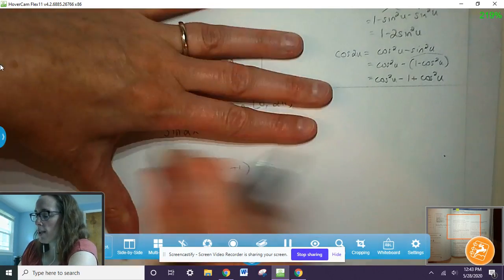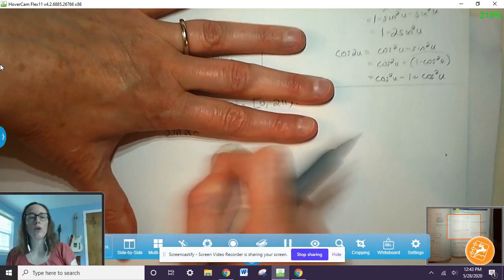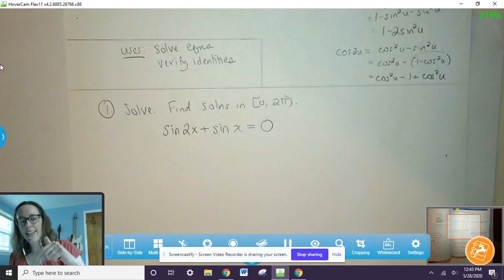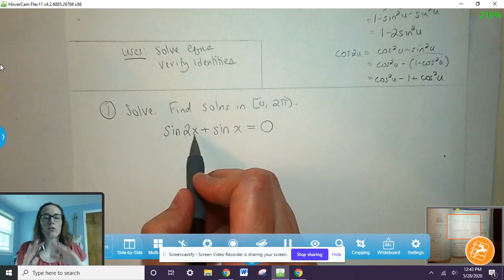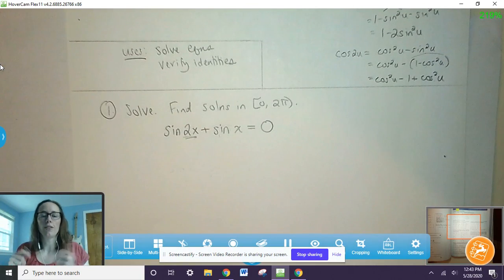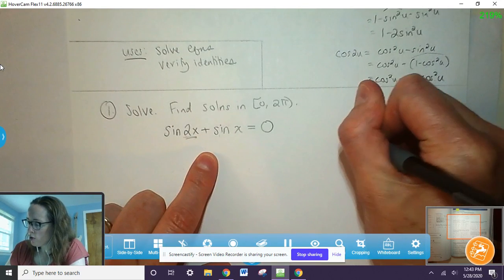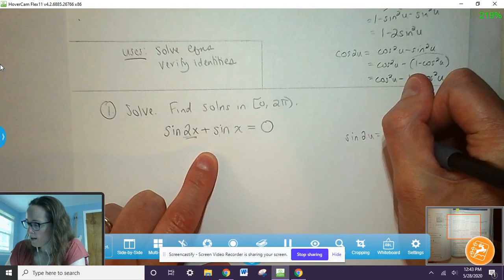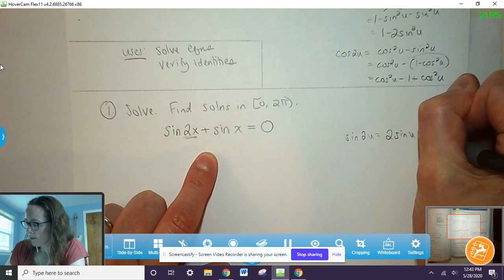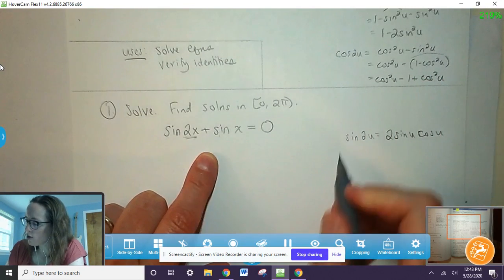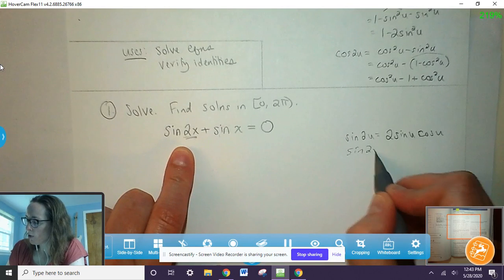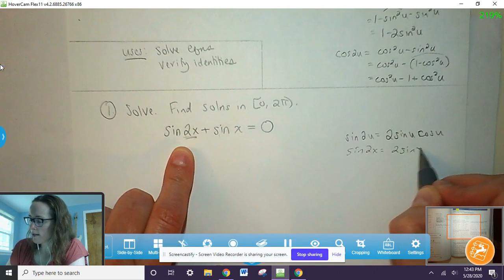So just like we trained ourselves in the last section, you want to train yourself in this section. Anytime you see 2x, 2u, 2 theta, you want to think double angle formulas. So the formula for sine 2u, right on the top of this paper, says 2 sine u cosine u. So if I have sine 2x, I can replace that with 2 sine x cosine x.